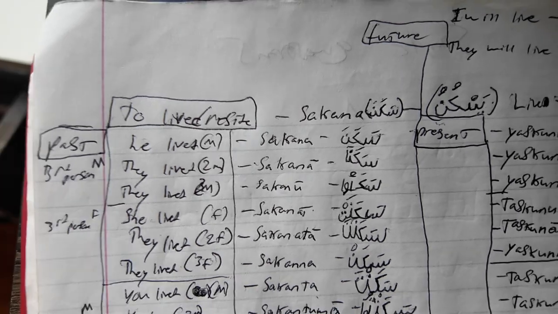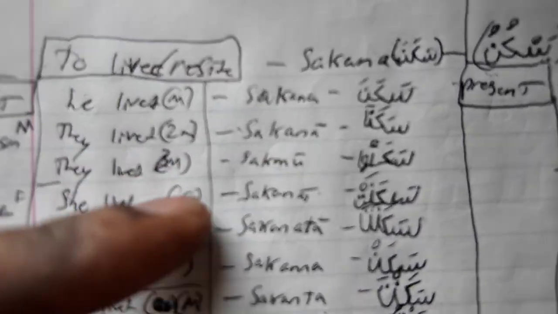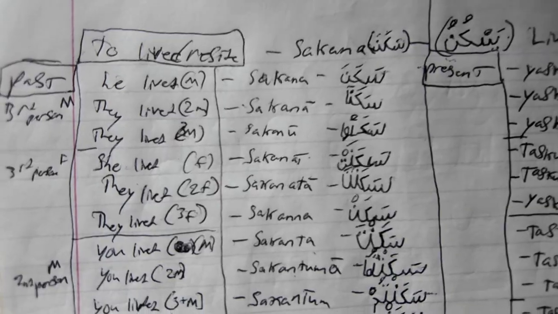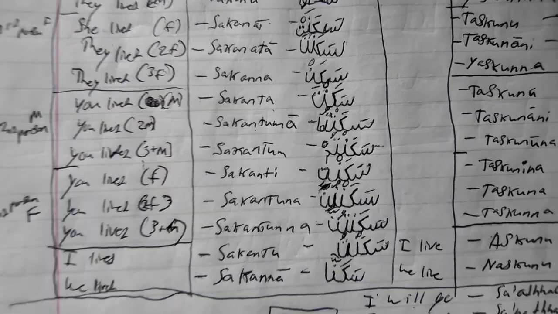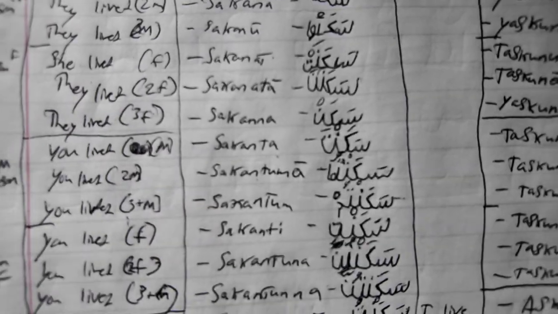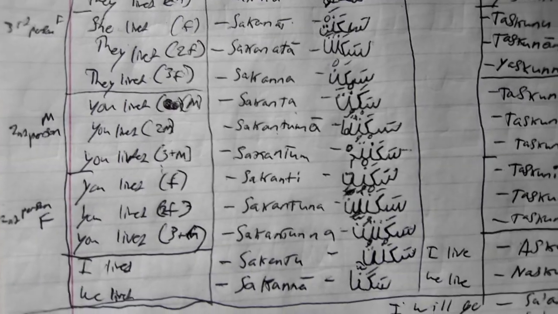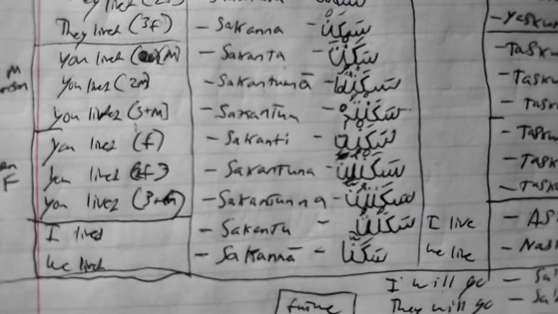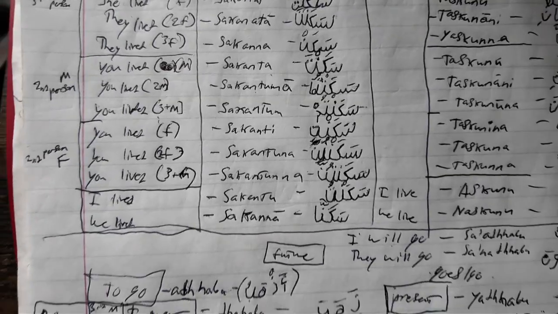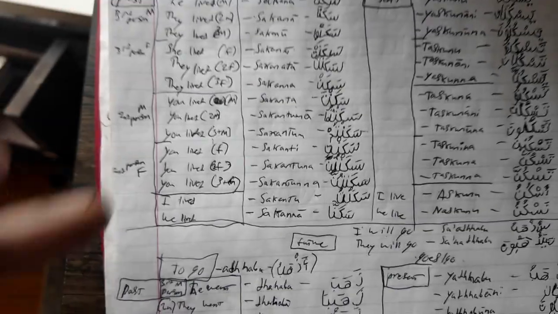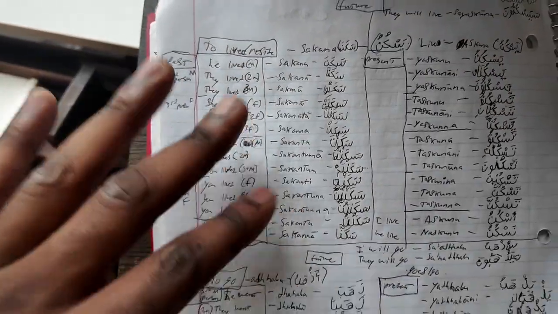And so for third person masculine, sakuna, sakuna, sakunu. Then female third person, sakunat, sakunata, sakuna. Second person, so you, but all men. So sakunta, sakuntuma, sakutum. Then for females, you, this is sakanti, sakantuna, sakatuna. And then for me, sakantu. And then for we, sakana. And so all those depending on who you're talking about.